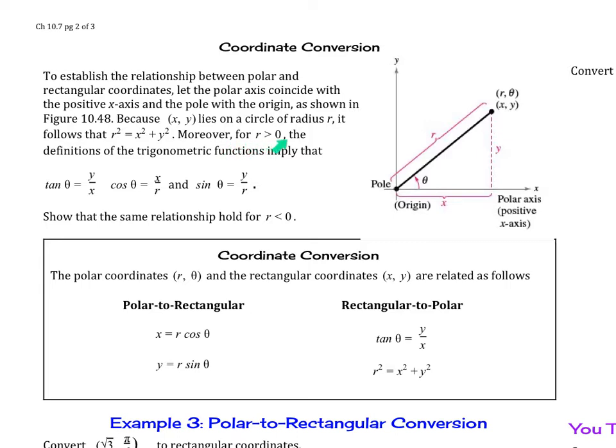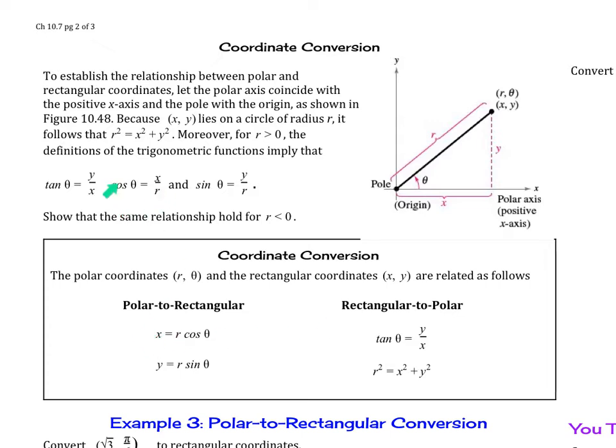Moreover, for r greater than 0, the definitions of the trig functions imply that tangent of theta is y over x, cosine of theta is x over r, and sine of theta is y over r. And so the polar coordinates (r, theta) and the rectangular coordinates (x, y) are related as follows.